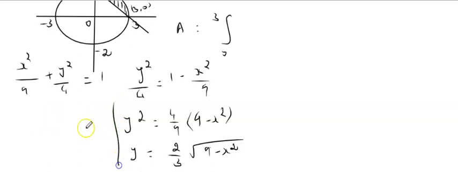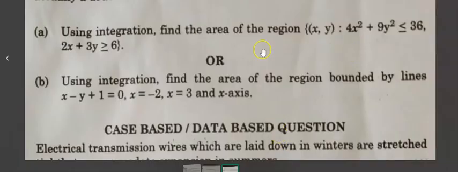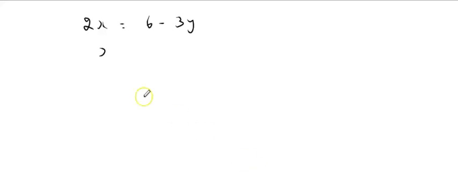Same way, now the equation of the straight line, I can rewrite it because we need to substitute in the place of y1. The equation of the line actually is 2x plus 3y is lesser than or equal to 6.